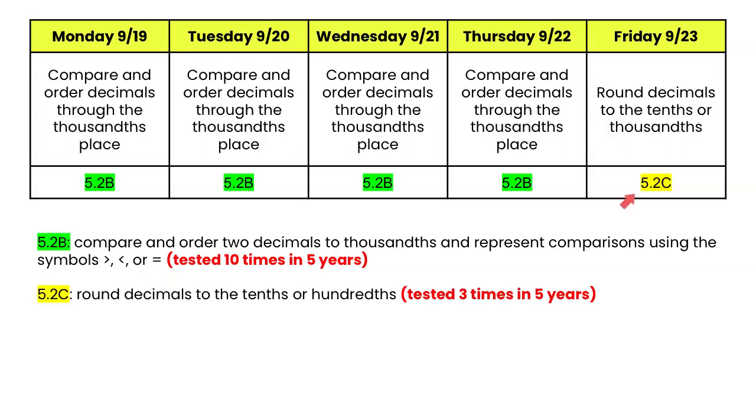Then on Friday, you'll turn your attention to a supporting standard, which has students rounding decimals to the tenths or hundredths place. This readiness standard, 5.2b, has been tested 10 times in the last 5 years, while the supporting standard, 2c, has been tested 3 times in the previous 5 STAAR tests. And so these are pretty high priority standards, especially when it comes to 2b, because of the frequency with which it shows up on the STAAR test.